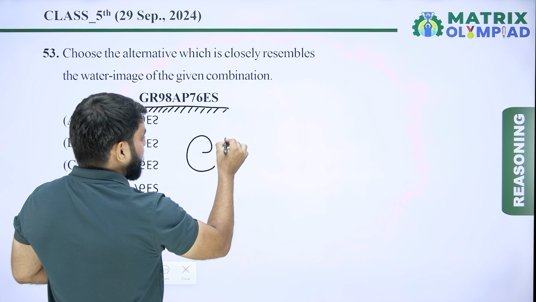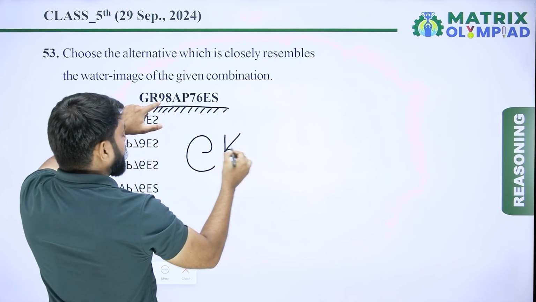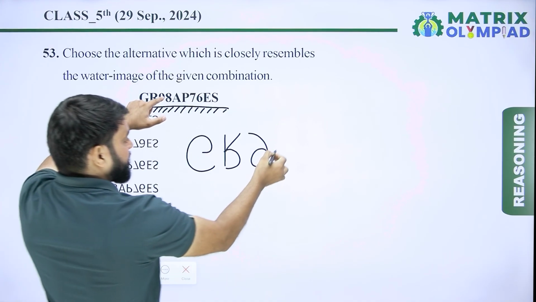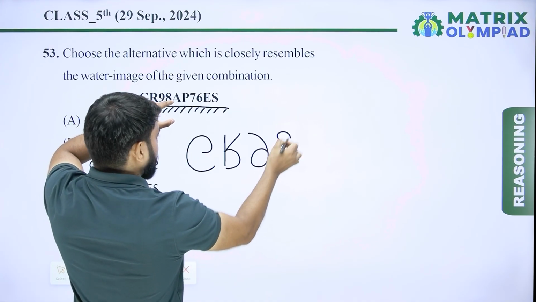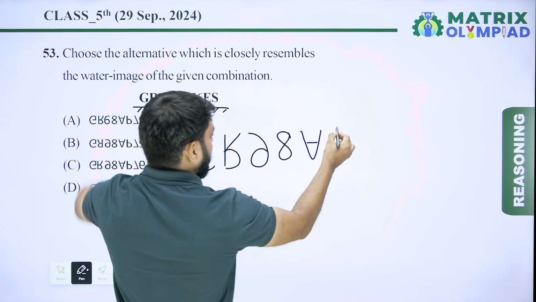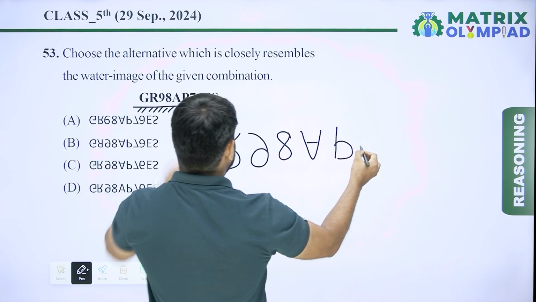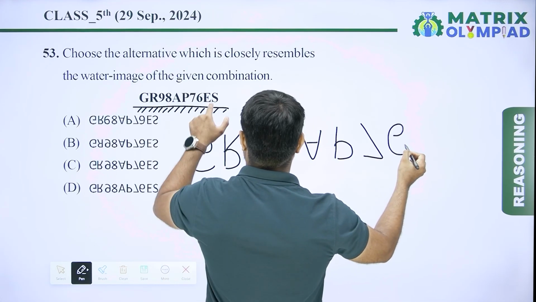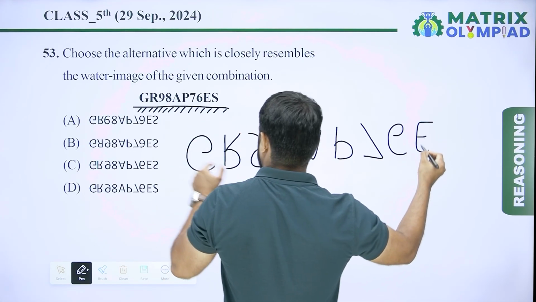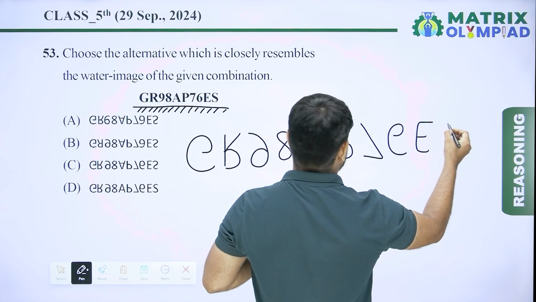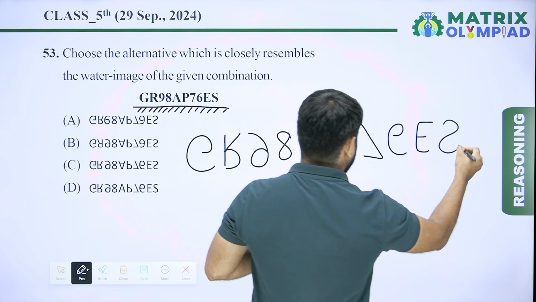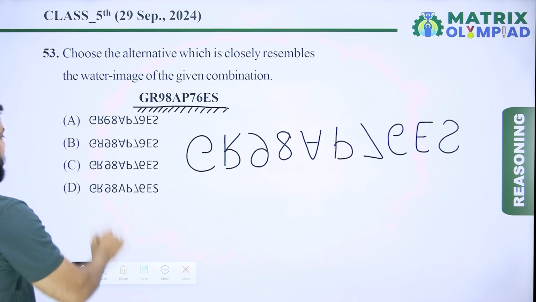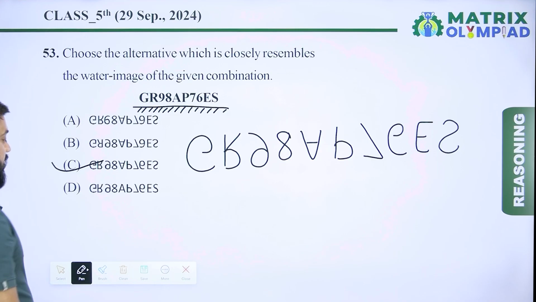Now the water image of R looks something like this. Now the water image of 9 looks something like this. And find the water image of 8. And this is the water image of A, water image of P. Now the water image of 7 and water image of 6. Now the water image of E and water image of S looks something like this. So this is the water image of the given combination. So here option C is the correct answer of this question.